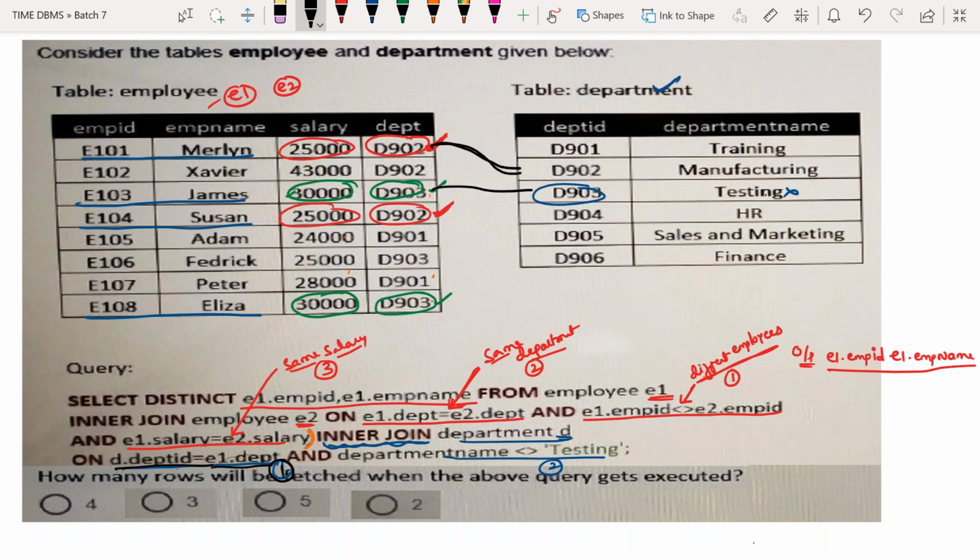D903 is matching, but testing is not, so this combination is not going to be selected. D902, because it is not selected, I am not going to write. This one I am removing. Okay, this one I am removing it.